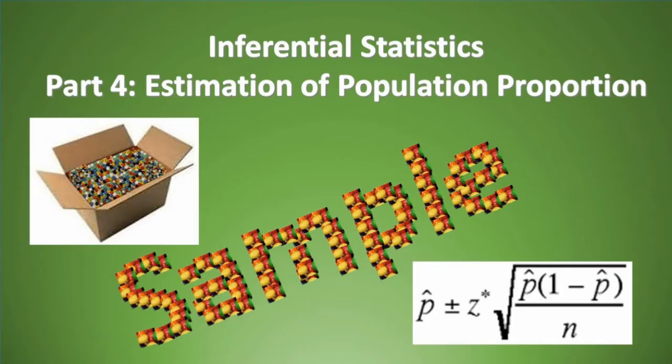Inferential Statistics. Part 4. Estimation of population proportion. In this session, we will be looking at estimating what I would consider the most common parameter of a population that people normally estimate, which is the proportion of a population.